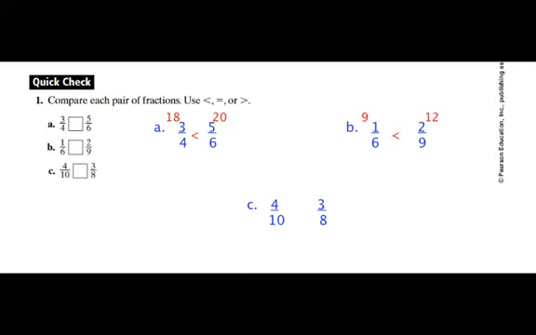4/10 compared to 3/8. Cross multiply. 8 times 4 is 32. 10 times 3 is 30. 32 is greater than 30. So 4/10 is greater than 3/8.